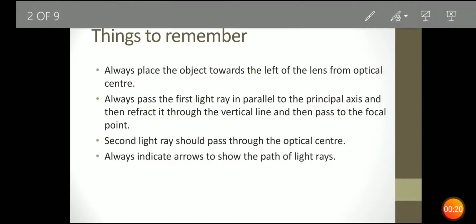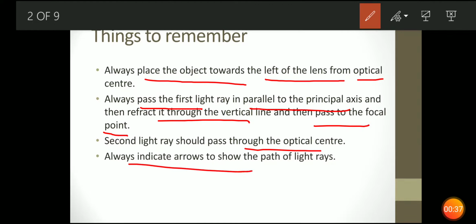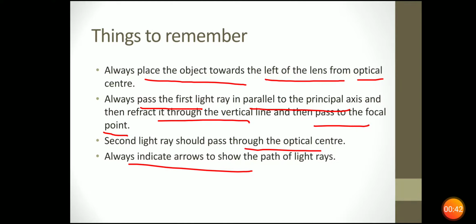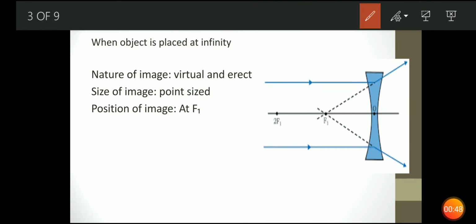First, you have to remember some points: always place the object towards the left of the lens, from the optical center. Second, pass the first light ray parallel to the principal axis and refract through the vertical line, then pass to the focal point. Second, the light ray should pass through the optical center, and always indicate arrows to show the path of the light ray. It is the same as the ray diagram by the convex lens. These points are the same. Now next is the first ray diagram, when the object is placed at infinity.